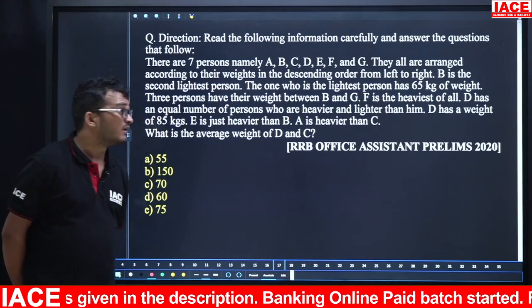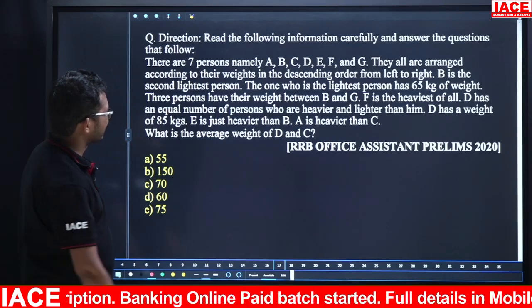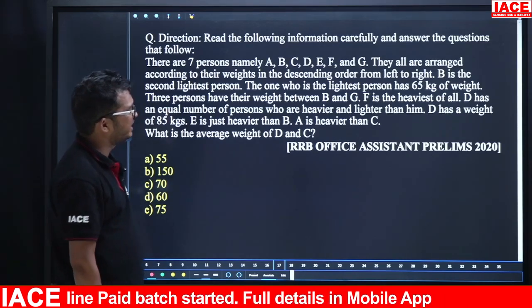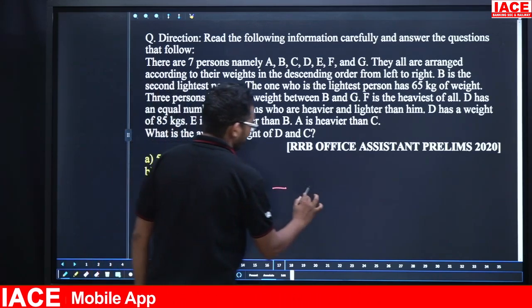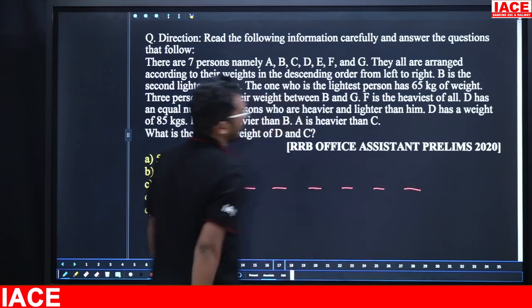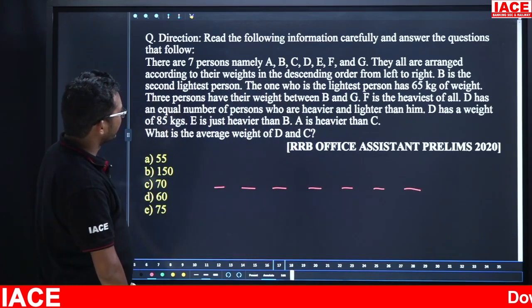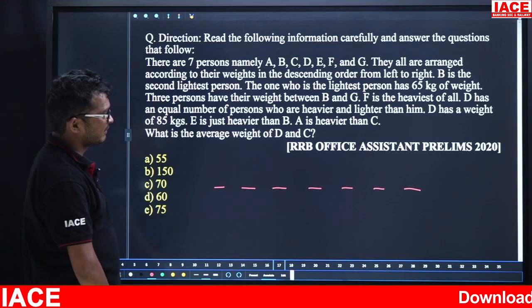Yes, time up. Here the given one is there are 7 persons, namely A, B, C, D, E, F and G. Friends, take here, in total we are having 7 members: 1, 2, 3, 4, 5, 6, 7. Next, they all are arranged according to their weights in descending order from left to right.